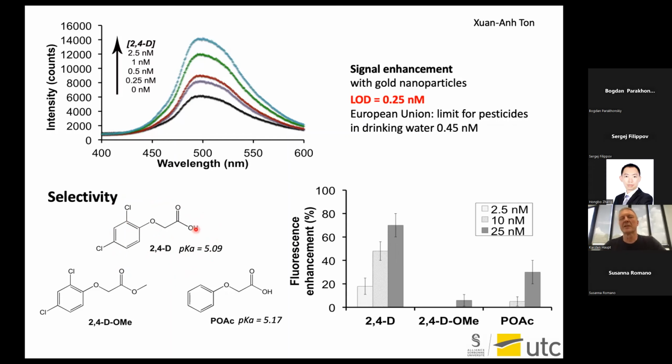So if it interacts with the dye in the polymer tip, the fluorescence will be enhanced, and that is again what we can see here. Even at very low concentrations, at 0.25 nanomolar, we have a fluorescence enhancement in the presence of 2,4-D. The limit of detection is 0.25 nanomolar if we add some gold nanoparticles to the mixture. This enhances the signal a little bit. It's not a plasmonic enhancement; they just work like nano mirrors, and more light is reflected back into the fiber.